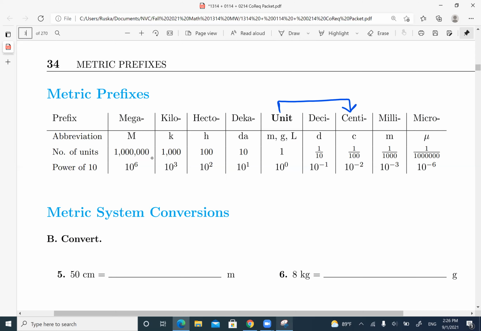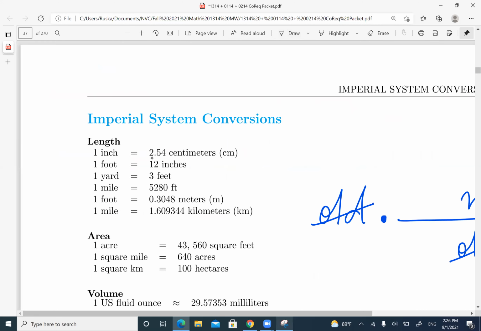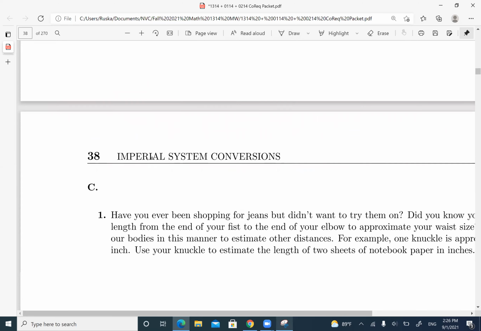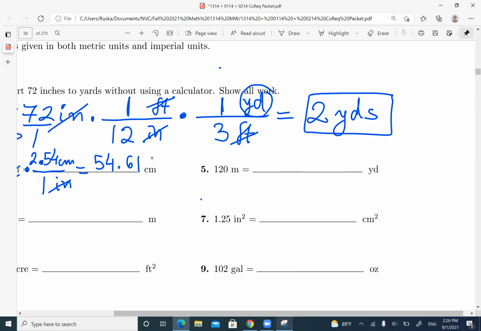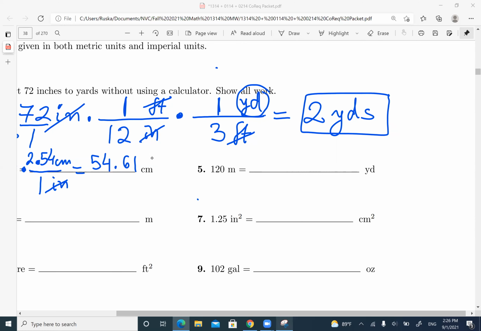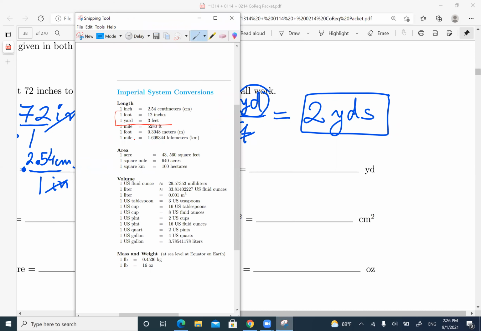And we're in 37, I think, or 38. Okay, 38. We're in 38. So 120 meter to feet. So what is meter to feet?